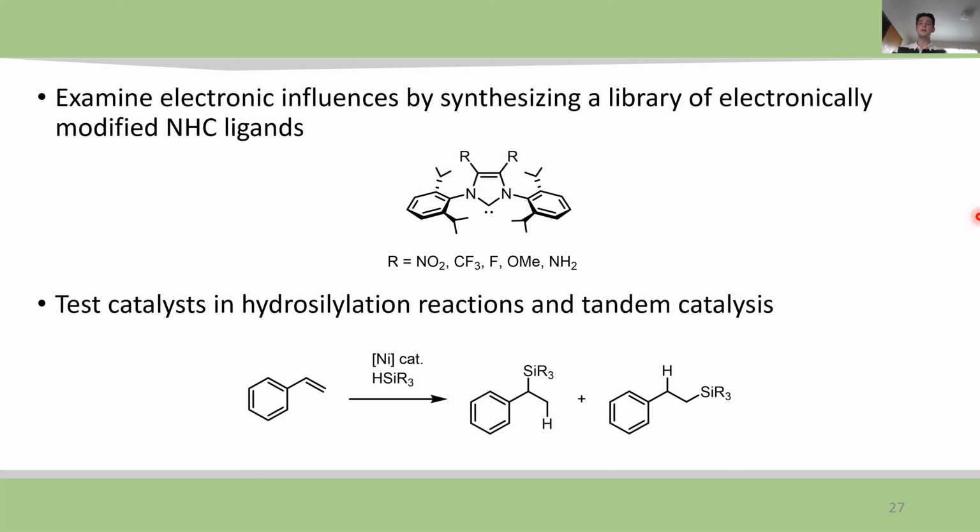And then finally, if we can run this reaction with the silane, we can actually do what's considered remote functionalization and tandem catalysis, where you first isomerize and then add silane to the double bond.